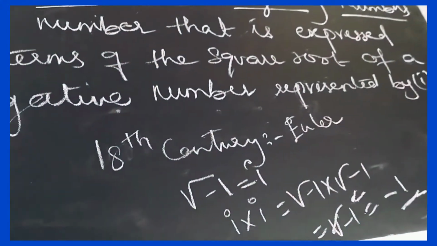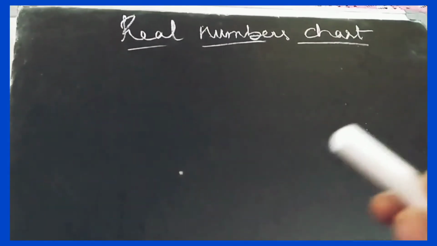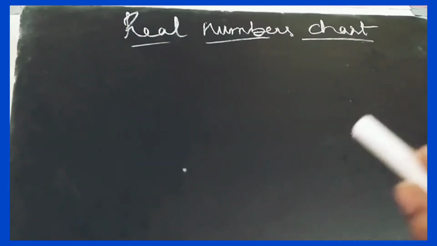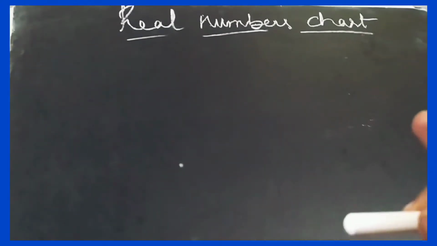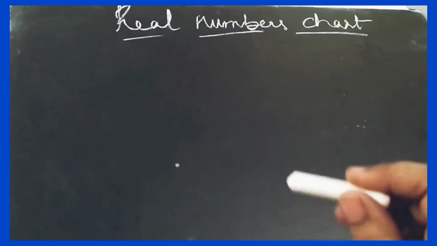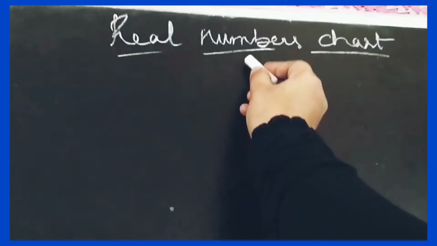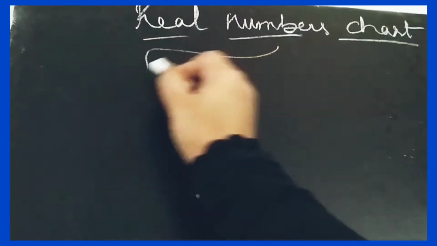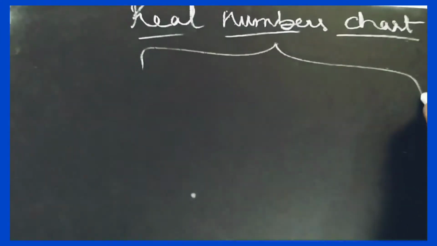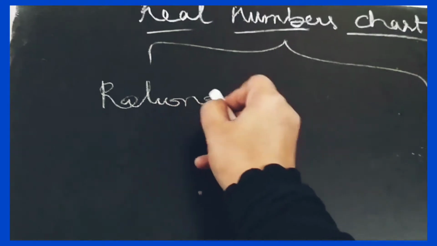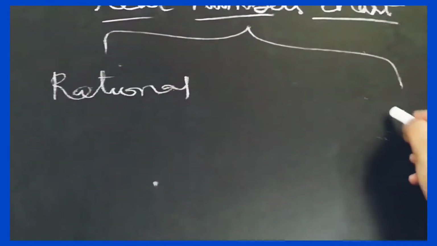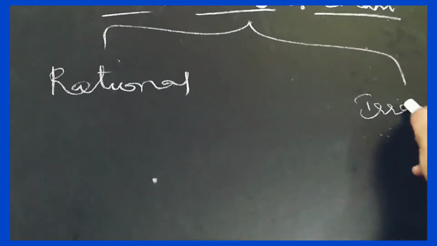Now I am explaining the real numbers chart. This is very important, and it is useful for your higher studies also. Listen carefully. First, what comes under real numbers? Rational numbers, then irrational numbers.